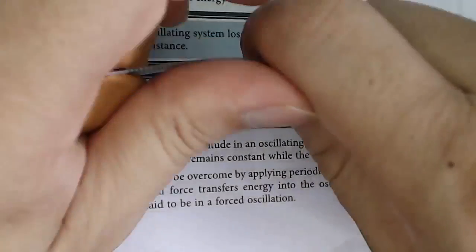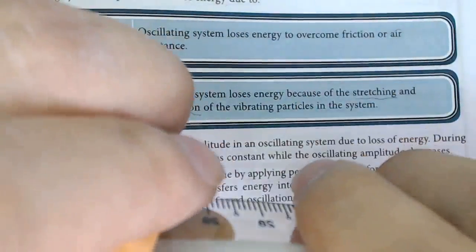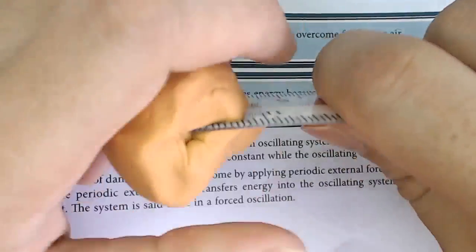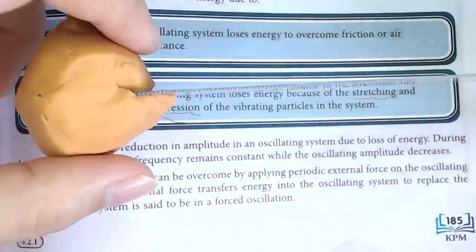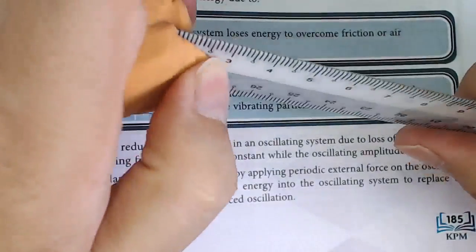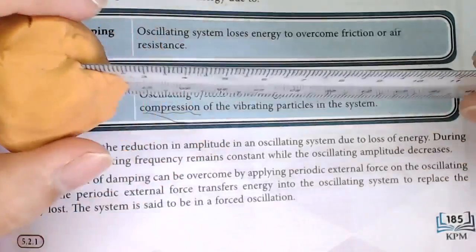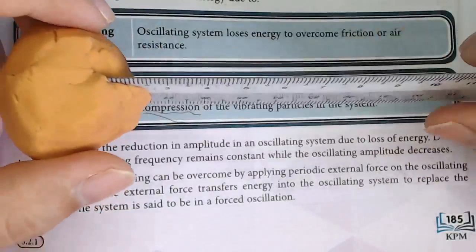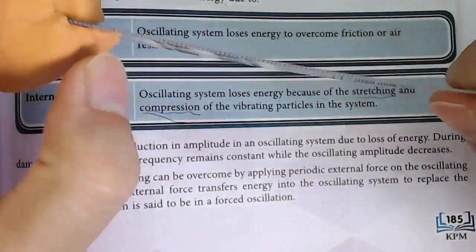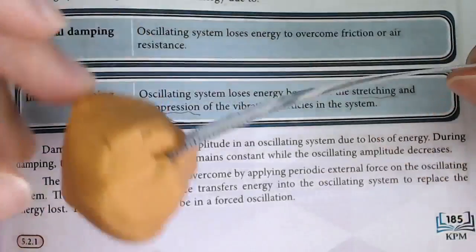Now let's say I have one of the oscillating systems that I can make only with this simple tool. So here it is. I got this plasticine as a load attached to the end of the ruler. So the ruler here represents the string.